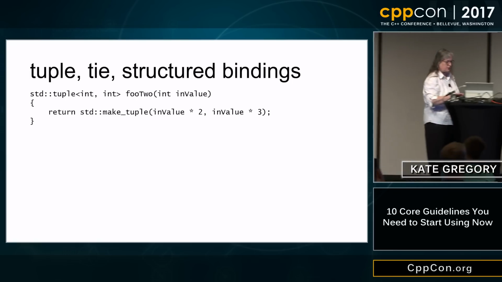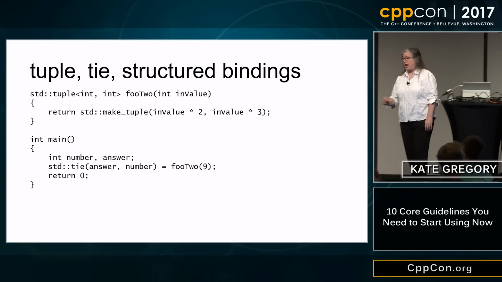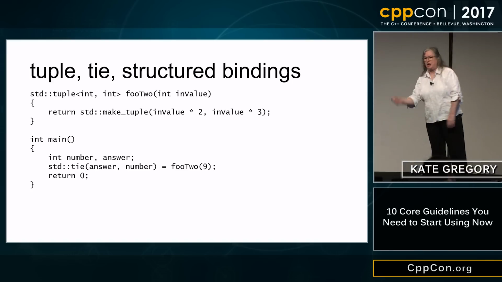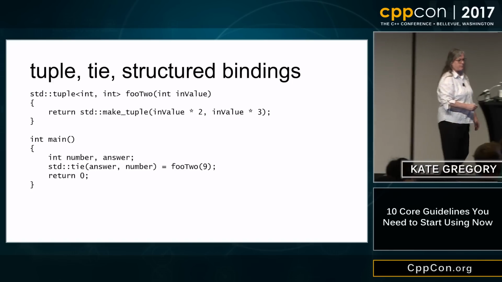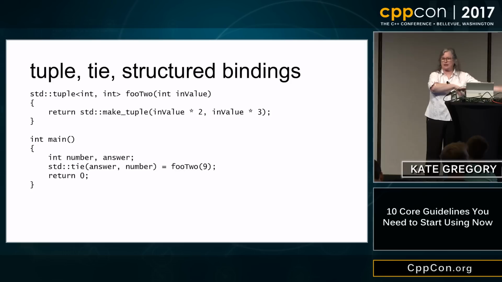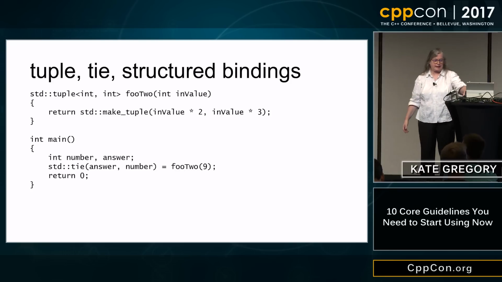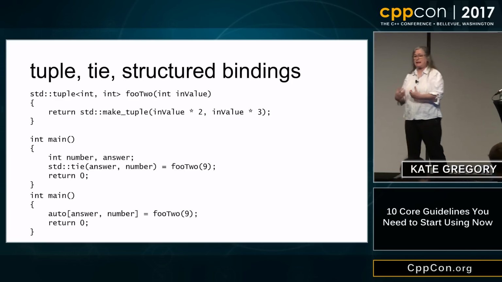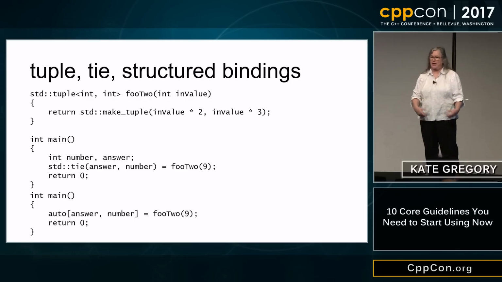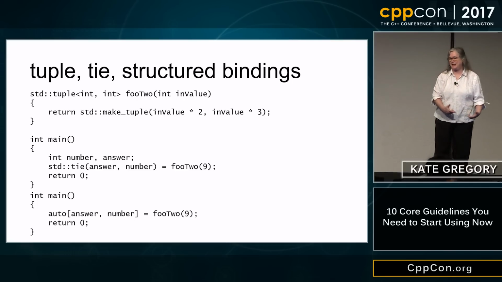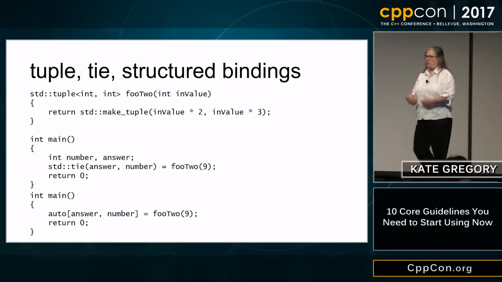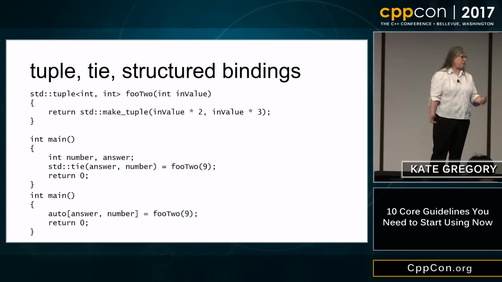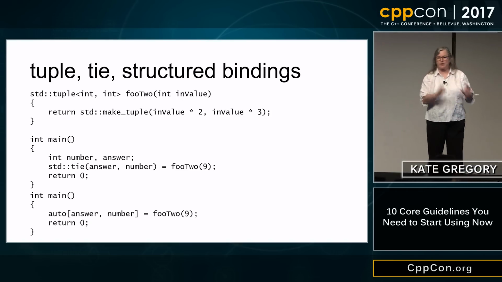It's horrible. You can use tie to tie two local variables, in this case, answer and number. The tuple will get unpacked into those parts. Life is good. Okay? If you live in 17 land, you can use structured bindings. And now you don't even have to declare them before the call. And this is really sweet, right? Answer and number will have the correct type. In this case, they'll both be ints, and they're declared right then and there when I make that call.